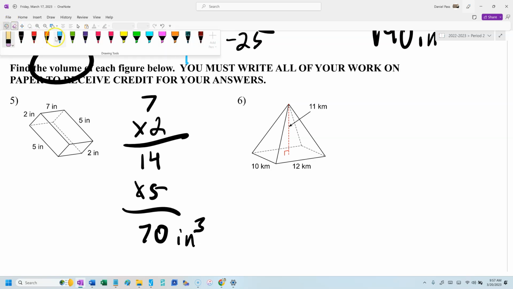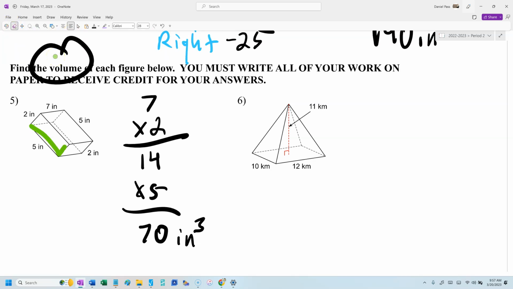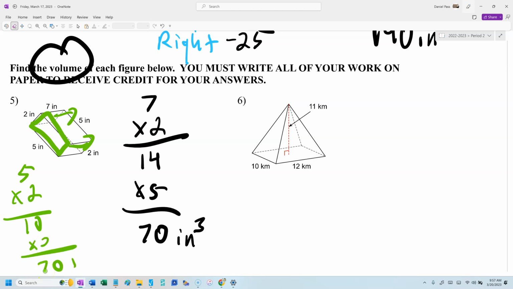I don't have time to do it right now because we're rushing, but you could have also done this super quick. 5 times 2 is 10, and then times 7, right? So you could also have done it that way. It doesn't matter which you choose for your first side. Okay, number 6. For number 6, we do 10 times 12, which is 120.